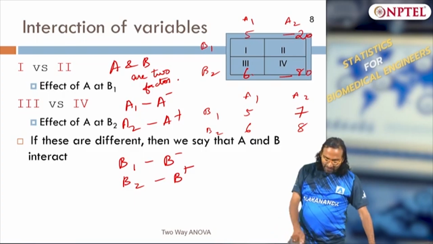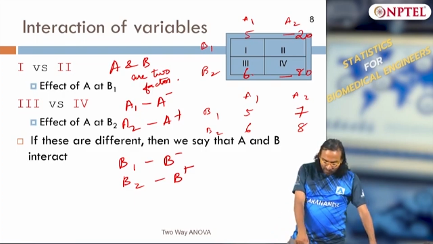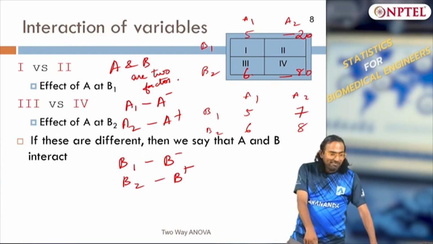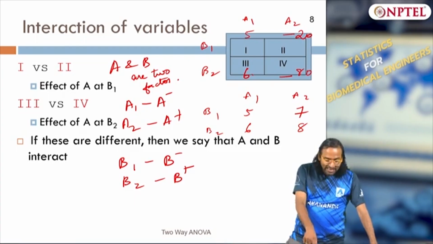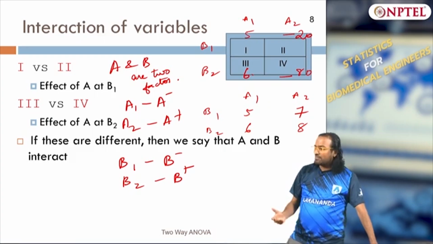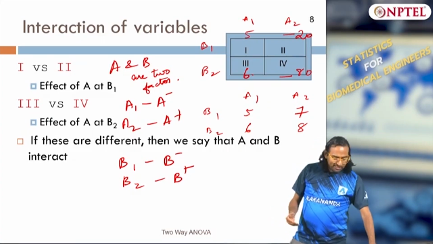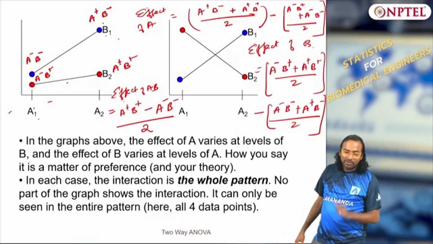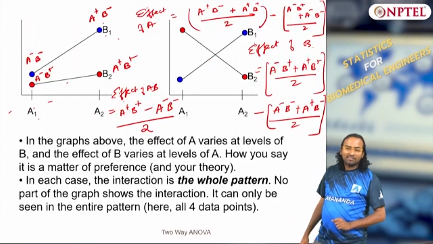If I take minus 80 as A positive, B positive, and A negative, B negative is 5. So minus 80 minus 5 divided by 2, which is minus 42.5, a big number. So just by plotting also, you should be able to see the interactions.